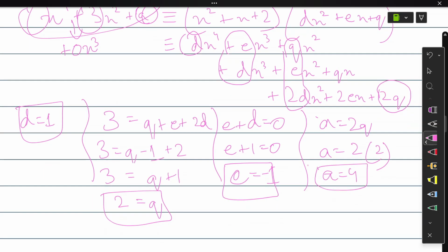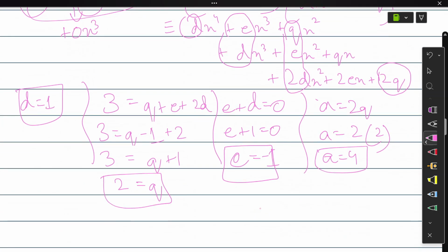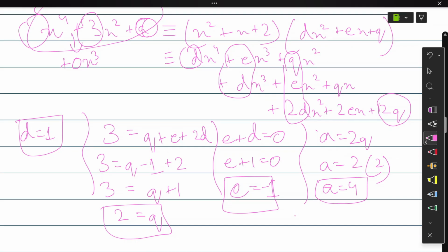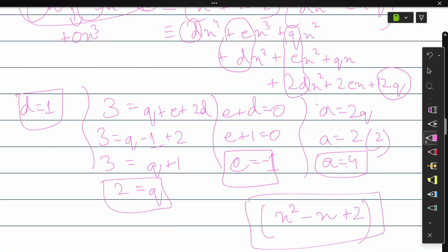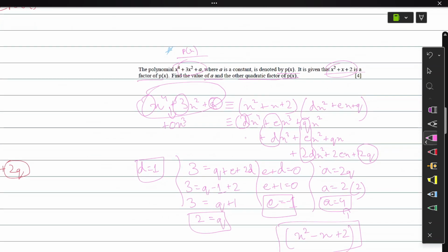So we have a, and we need to state the quadratic factor. So the quadratic factor is, my people, dx square plus ex plus q, and d is 1, so x square, e is minus 1, so minus x, and q is 2, so plus 2. This is our quadratic factor, and this is the value of a. I hope those are correct.